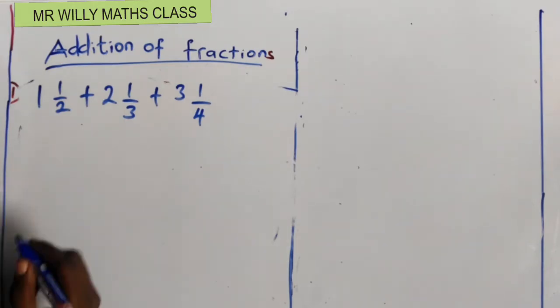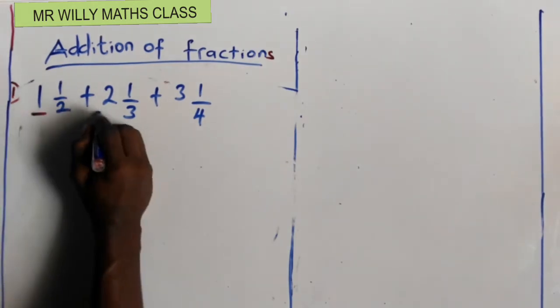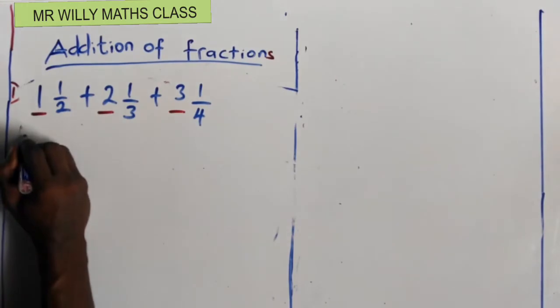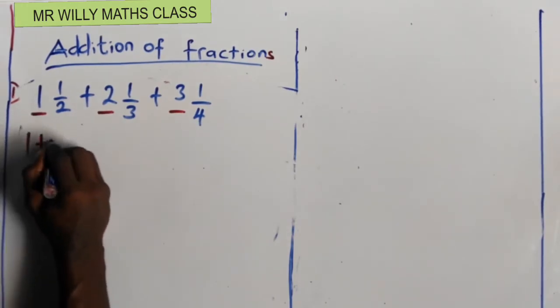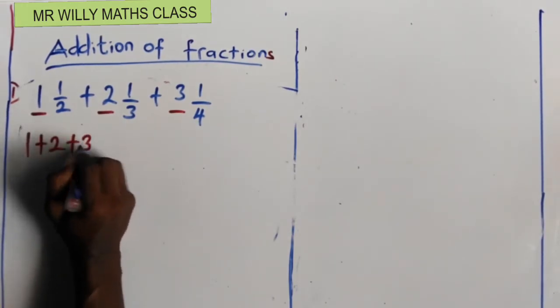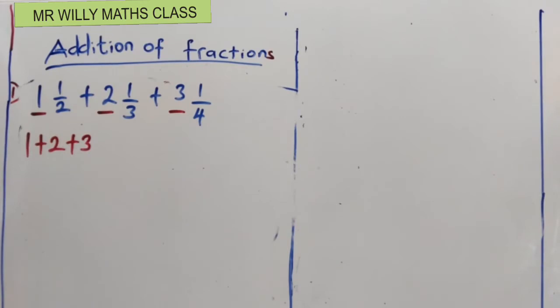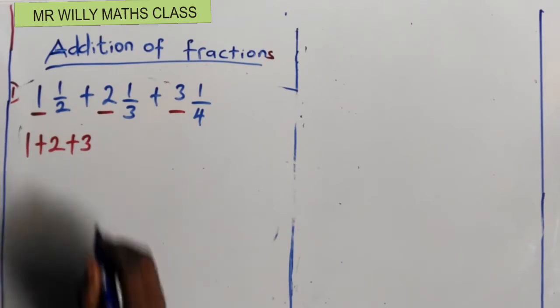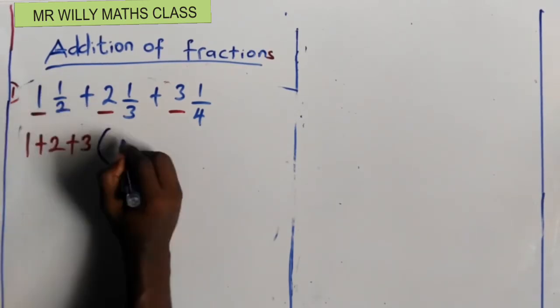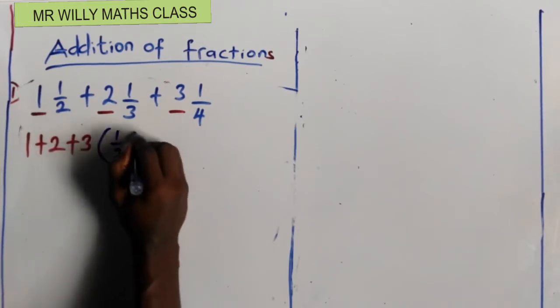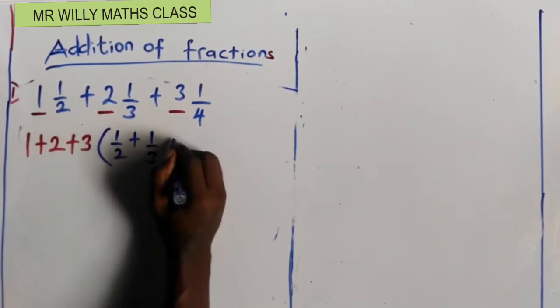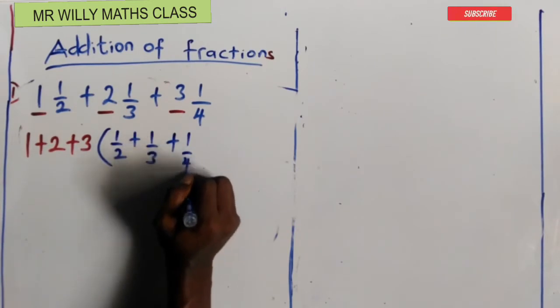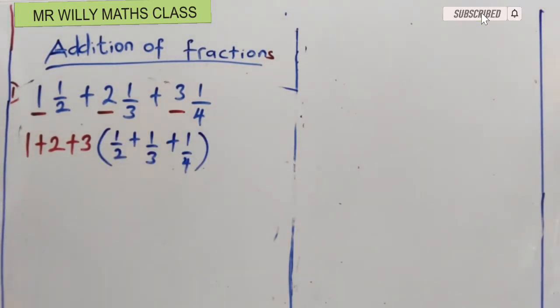You bring out the whole number. This is 1, the whole number. You bring it out, the whole number: 1 plus 2 plus 3. After you have brought out the whole number, you put the fraction part in brackets. The fraction part is a half plus 1 over 3 plus 1 over 4. The next thing is that you add the whole number part.